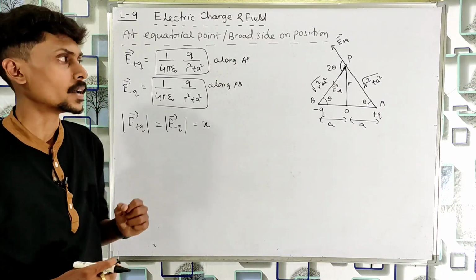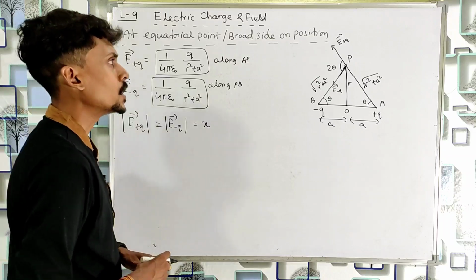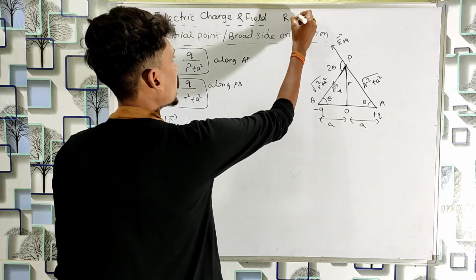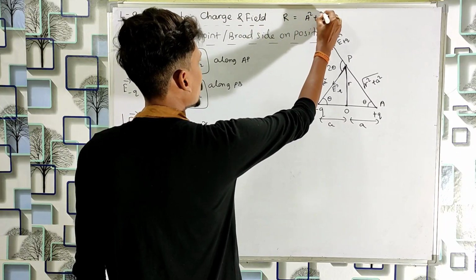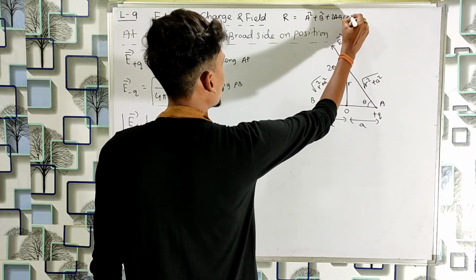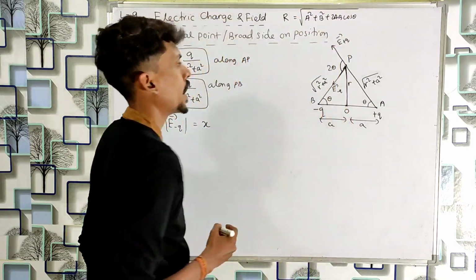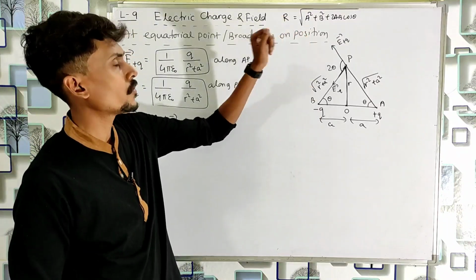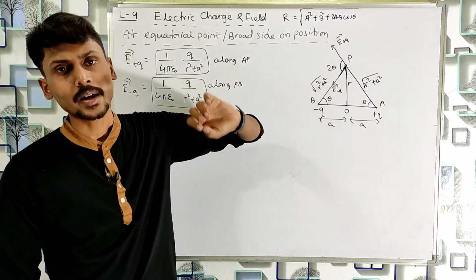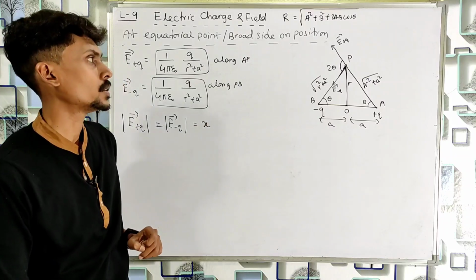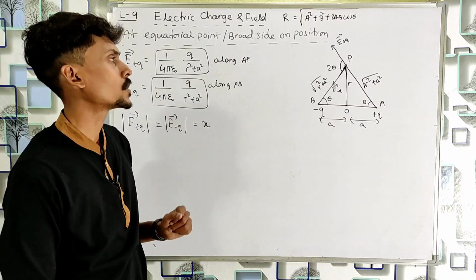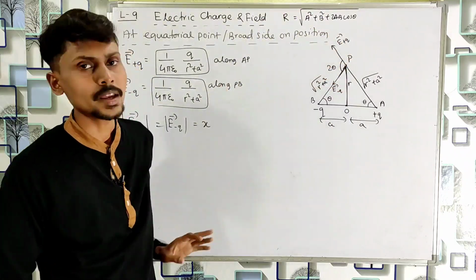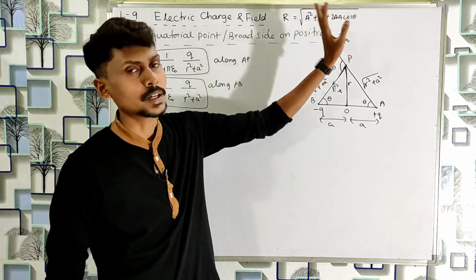Q is 2 theta. So we know from class 11 that the magnitude of the resultant is equal to the square root of A square plus B square plus 2AB cos theta. If we have two vectors A and B, and theta is the angle between them, then the magnitude of the resultant vector is given by this formula, where theta is the angle between the two vectors. So here in place of A we have E plus Q, in place of B we have E minus Q, and the angle is 2 theta.